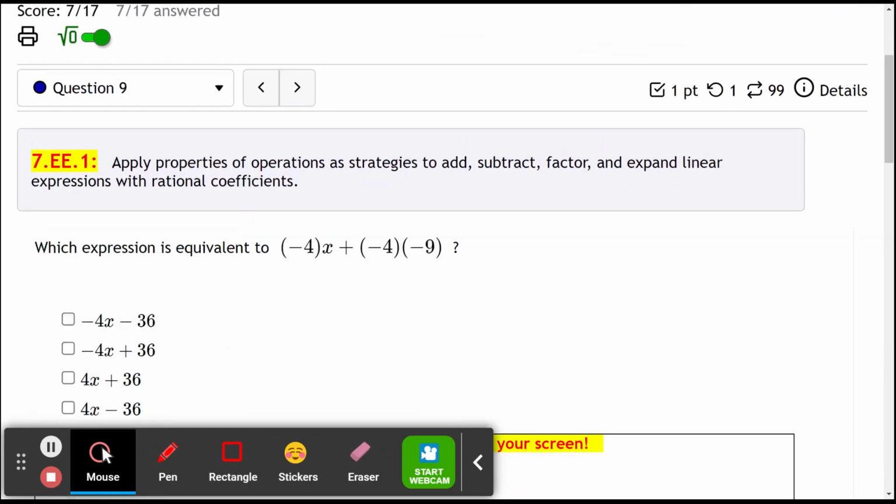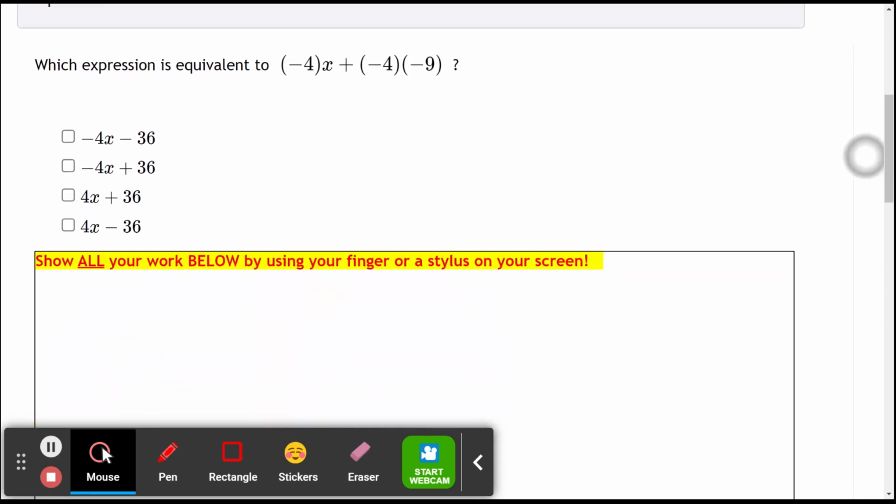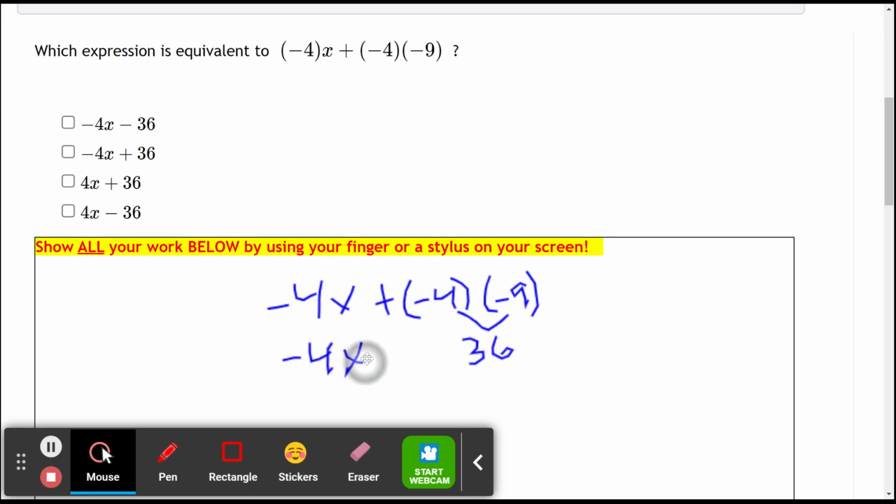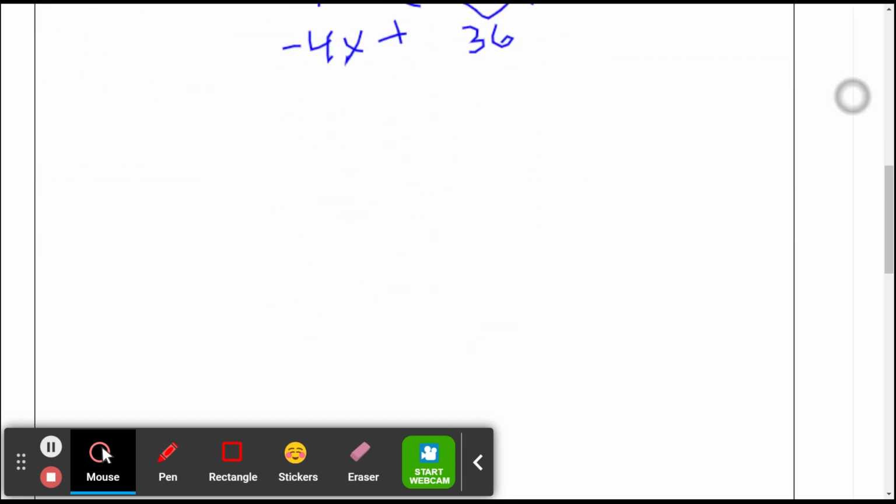Okay, next we have this. So we have negative 4x plus negative 4 times negative 9. And negative 4 times negative 9 is positive 36. We have negative 4x plus, and that's it. That is negative 4x plus 36. That's this one right here. That's pretty easy, huh?